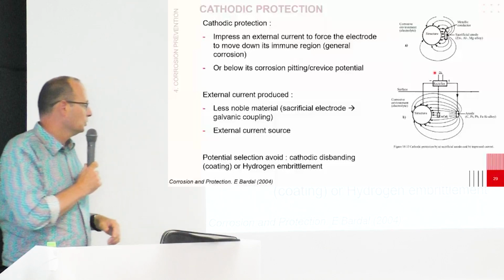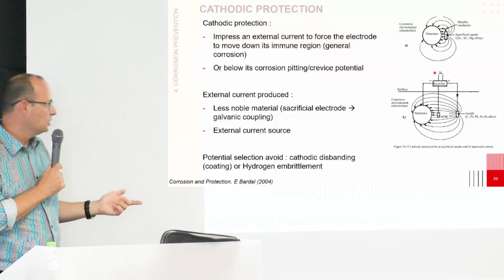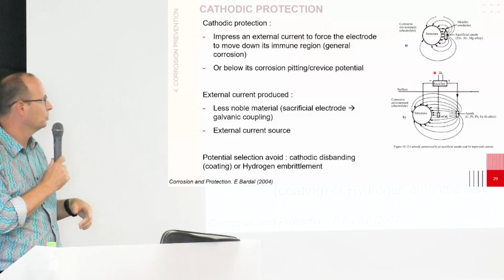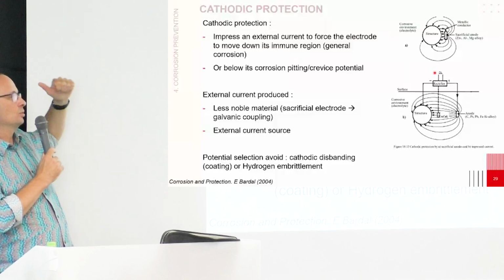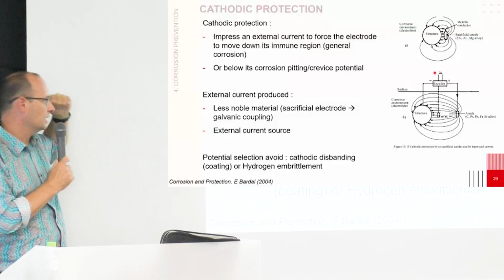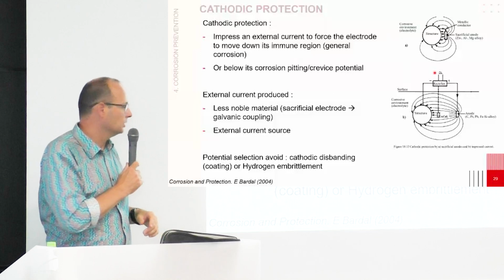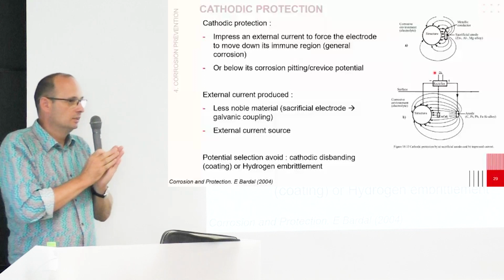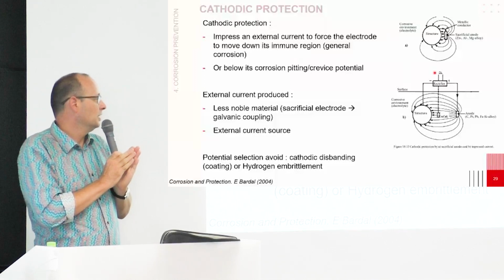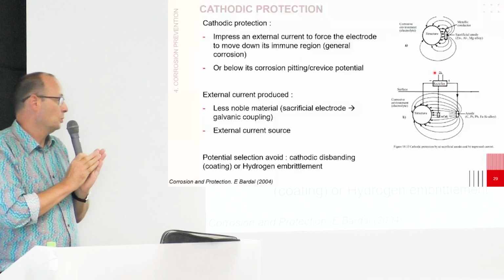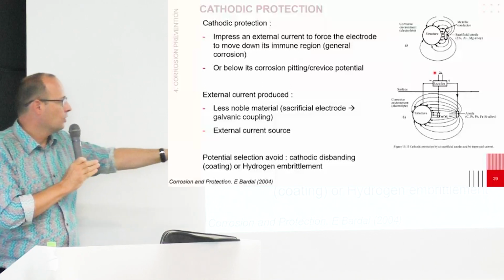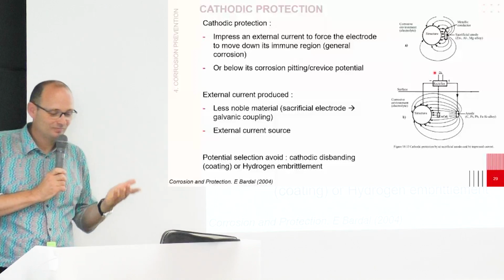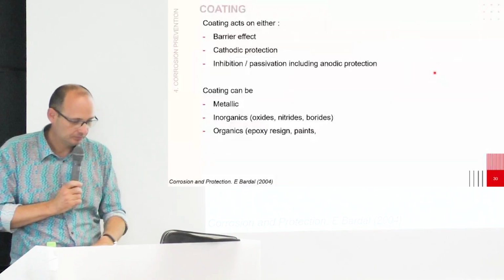The last point is important: if you apply cathodic protection, you have to be sure to be far from the pitting and crevice potential, but you also have to avoid, on the other side of the diagram, cathodic disbonding. So here, if the potential is too low, the interface between a metal and a bond coat, for example, will start to delaminate, or you also want to avoid hydrogen embrittlement. Still a compromise.